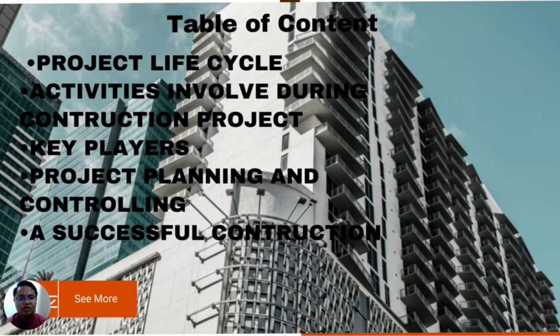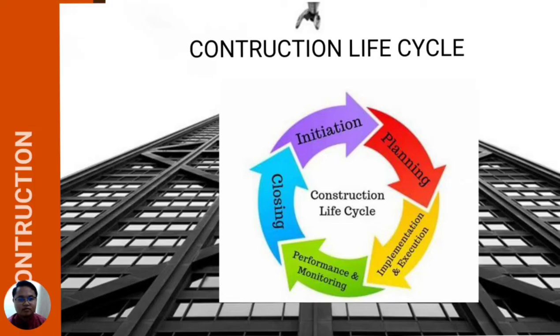I will explain about the process involved in construction technology. First is project life cycle. Second is activity involved during construction project. Third is key player. Four is project planning and controlling. Five is successful construction. The construction life cycle has five stages: first is initiation, second planning, third implementation and execution, fourth performance and monitoring, lastly closing.